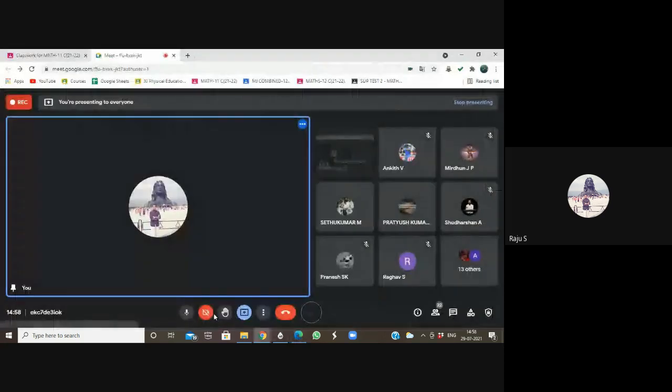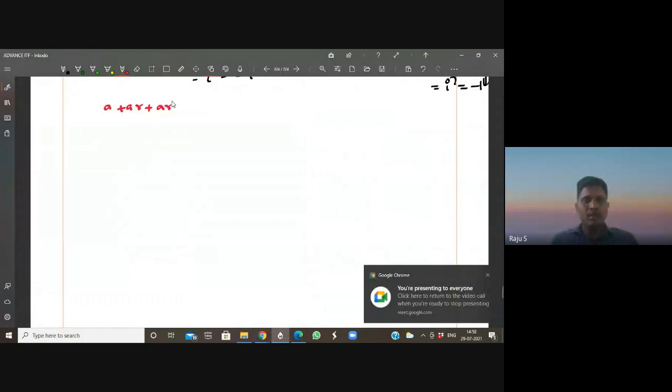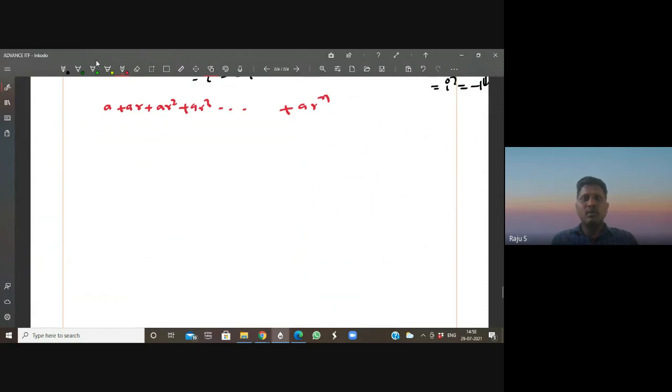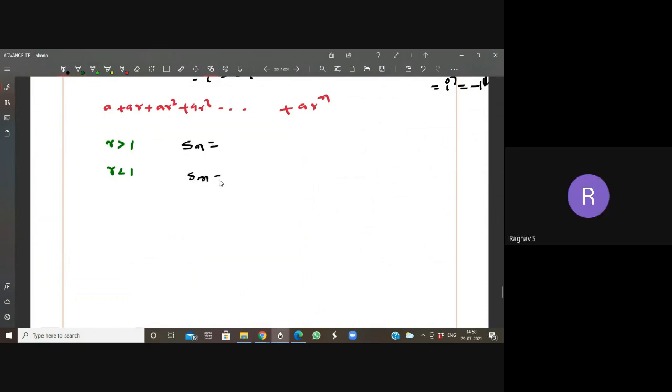So a plus ar plus ar square plus ar cube, and so on. It is the sum of the n terms. Two cases will be there here. What are the two cases? Whether r is greater than 1 or lesser than 1. Sn is a by r minus 1 and Sn is a by 1 minus r, sir.